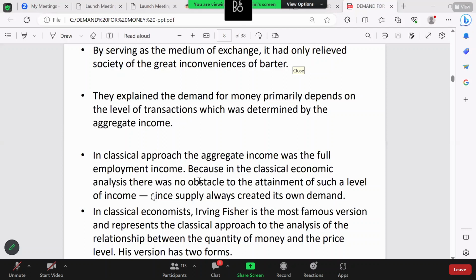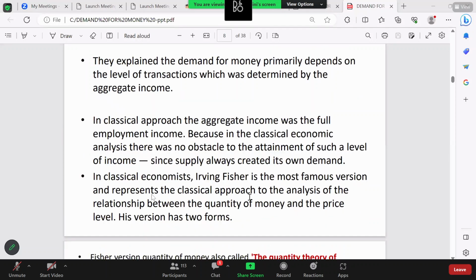In classical economics, Fisher's is the most famous version and represents the classical approach to the analysis of the relationship between the quantity of money and the price level, also called the quantity theory of money.